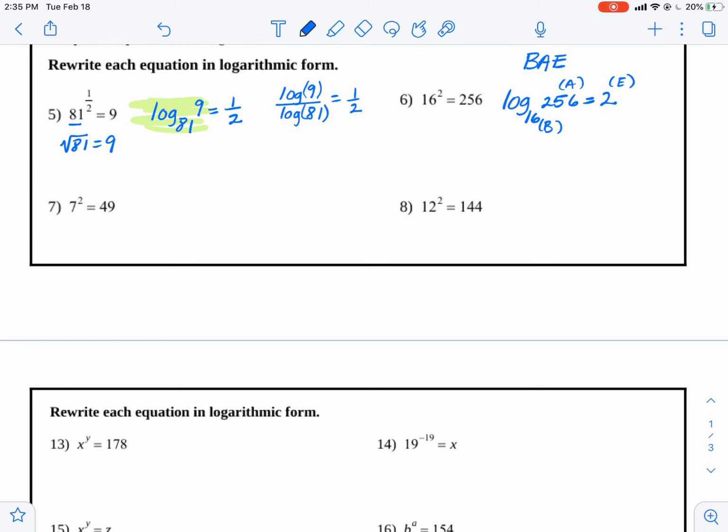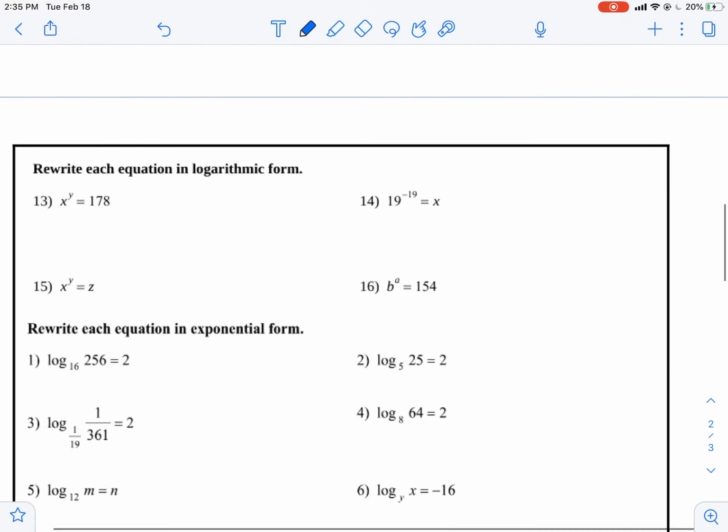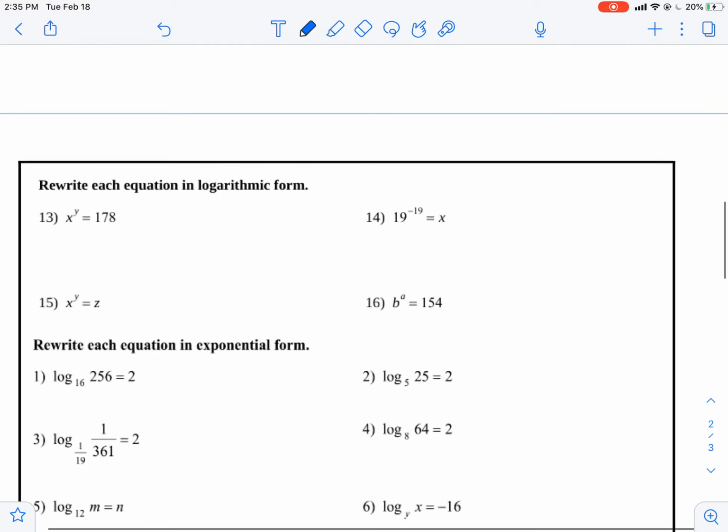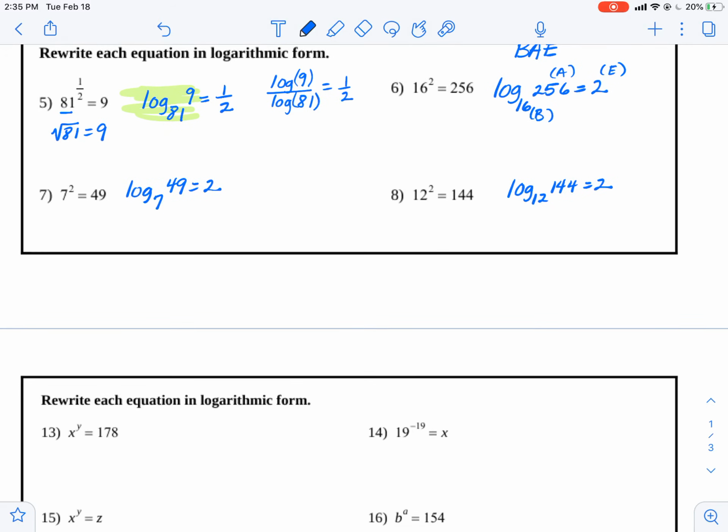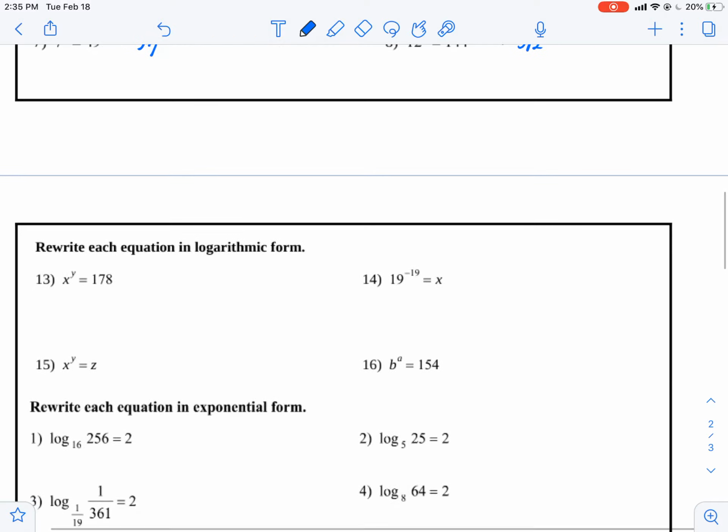Okay, so this one would be log base 7 of 49 equals 2. The next one, log base 12 of 144 equals 2. Okay, so be sure you know how to go from exponential to logarithmic form. Okay, now we're going to do the same thing, but we're going to do them with variables, which this is where you start needing to do this in order to solve your equations.